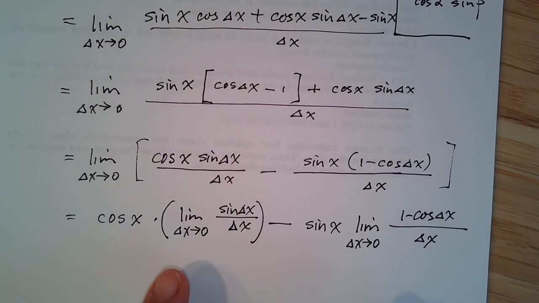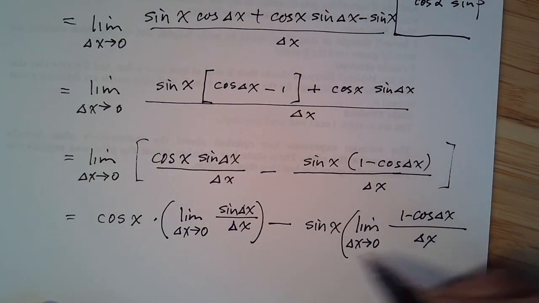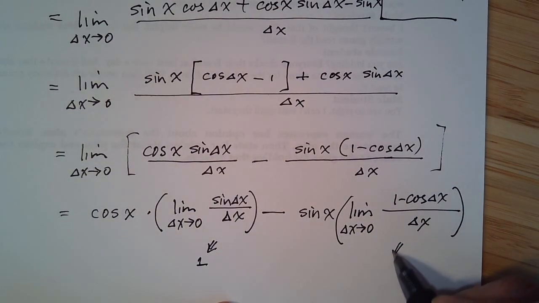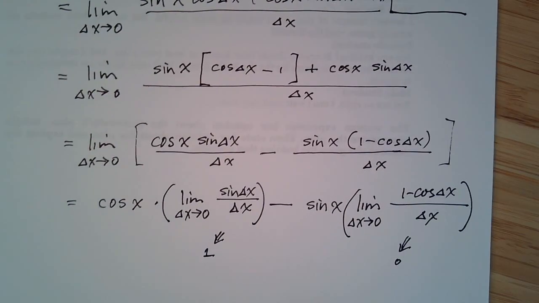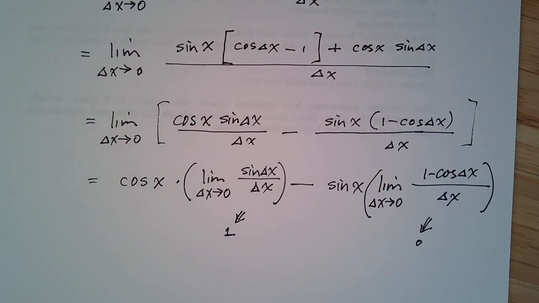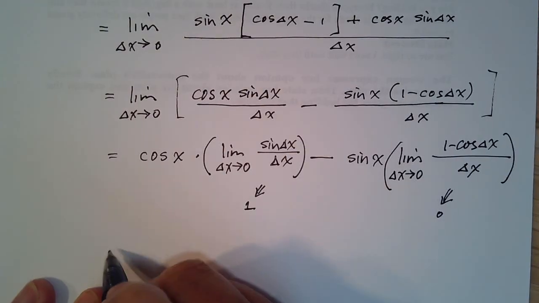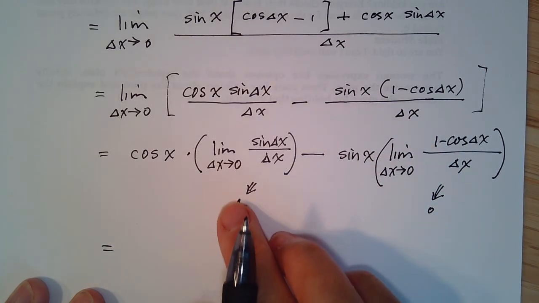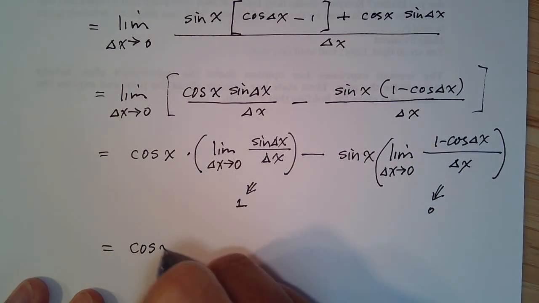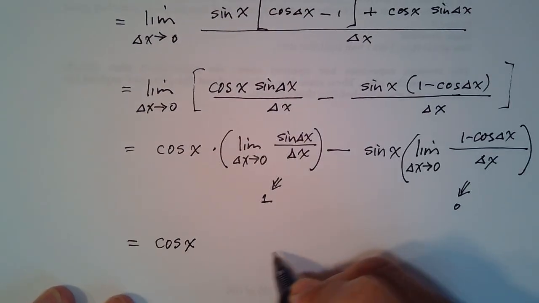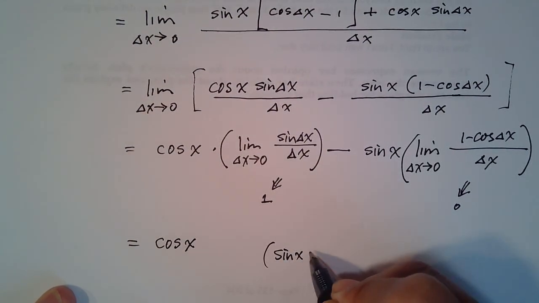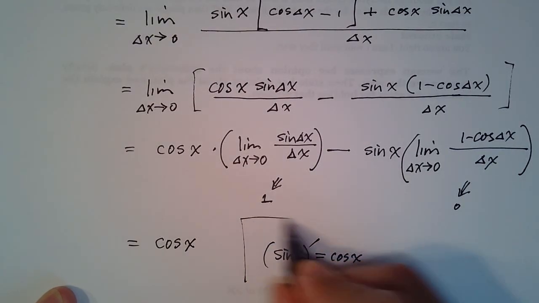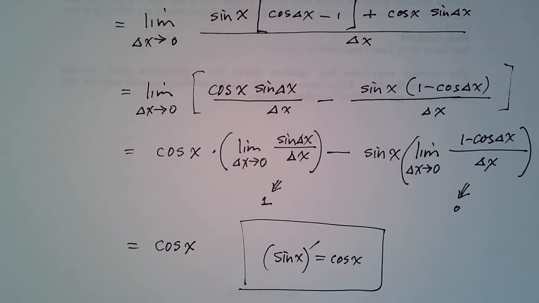Now you get this term we know, and you have this term we know, because this one we know is 1, and this one we know is 0, right? I just gave you a little bit of review at the beginning. So because this approaches 0 multiplied by sine x, that part is 0, and this part is 1, so the answer will be cosine x. So what does that mean? That means if you have sine x, you take the derivative of it, you get cosine x. Can you remember this? This is very, very important. Sine x prime is cosine x.